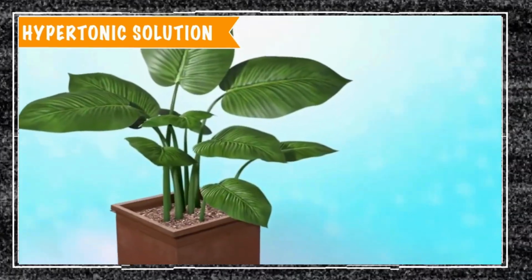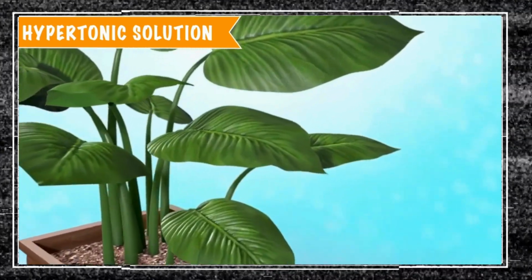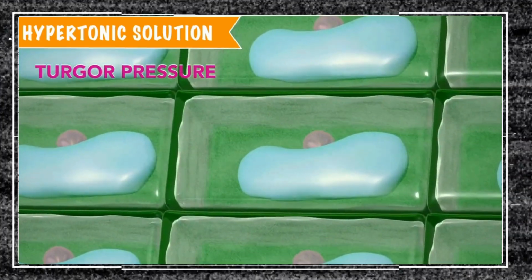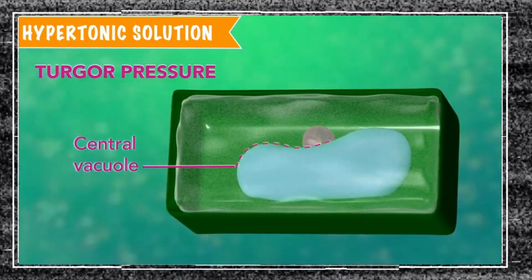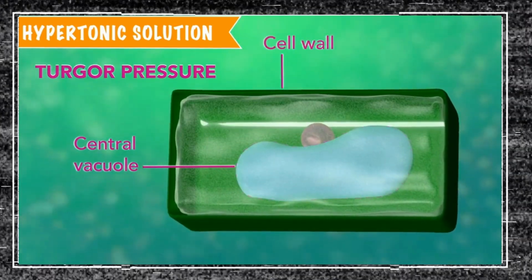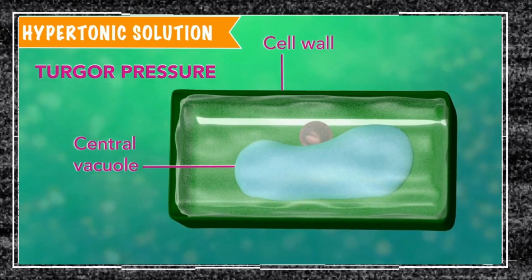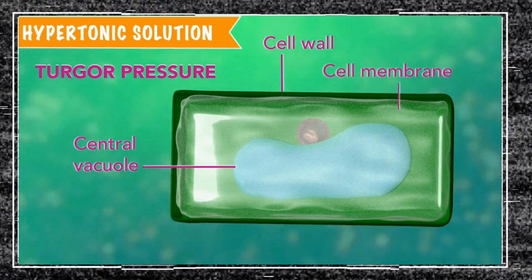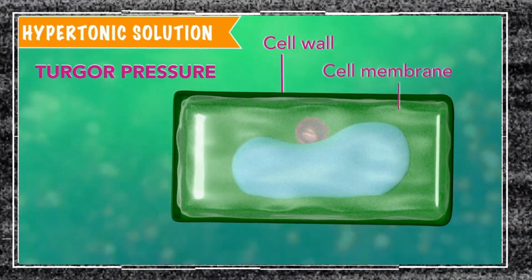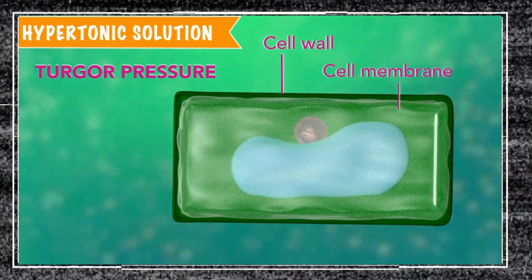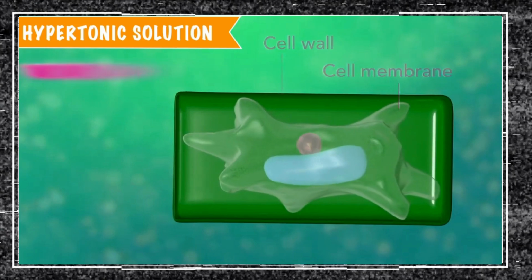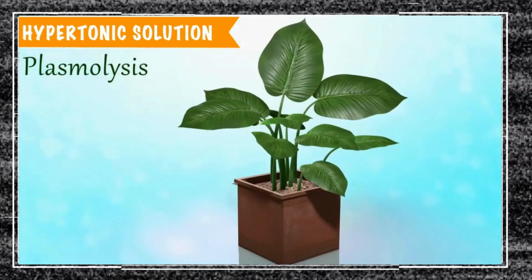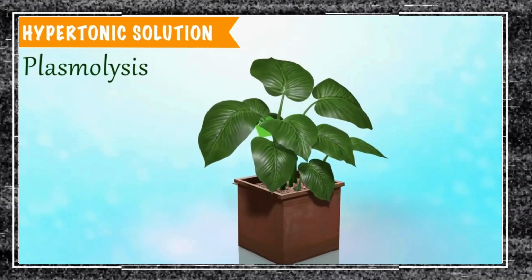Let's look at an example of plant cells in a hypertonic solution. Normally, turgor pressure, which is the water pressure in a plant cell's central vacuole, helps support the cell wall and overall plant shape. When water leaves plant cells by osmosis, the cell membrane and its contents shrink away from the rigid cell wall, and turgor pressure decreases. This is called plasmolysis. Plasmolysis causes a plant to wilt.